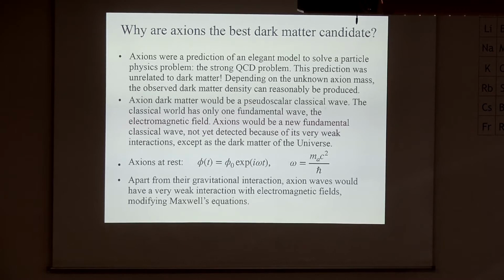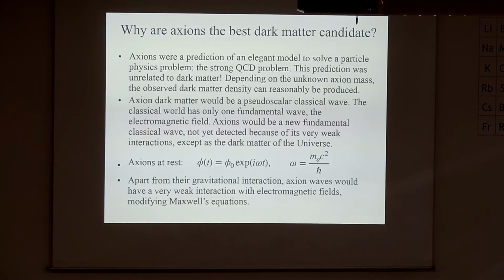Depending on the unknown axion mass, if this axion exists, it would be created and would account for the properties of dark matter, and for reasonable parameters, it can have today the dark matter density that is observed. So essentially, you solve a particle physics problem, and the consequence is that dark matter would exist and be accounted for by these axions. In this case, axion dark matter would be a pseudoscalar classical wave.